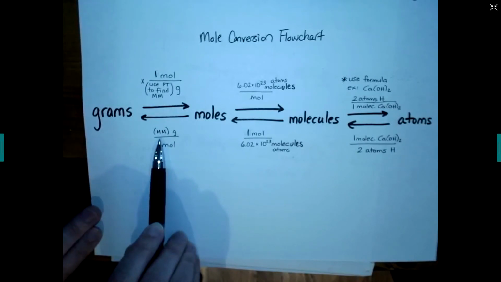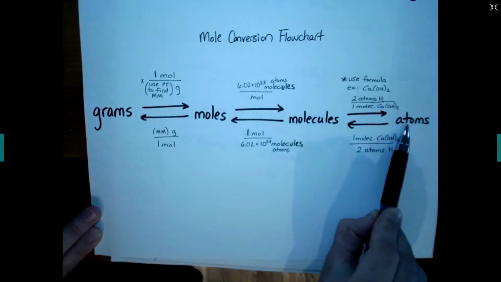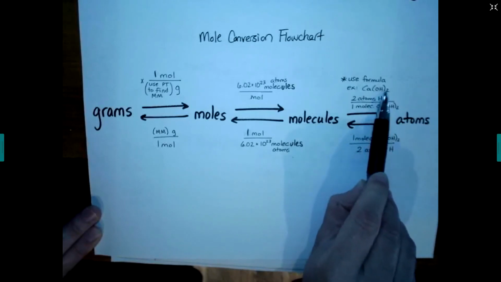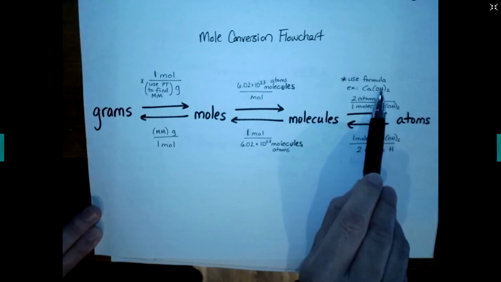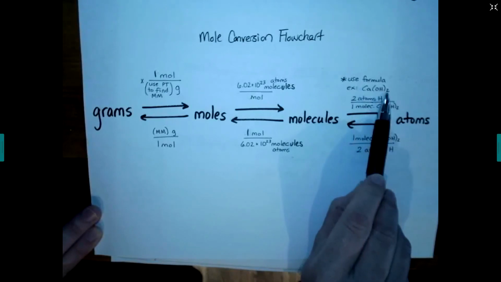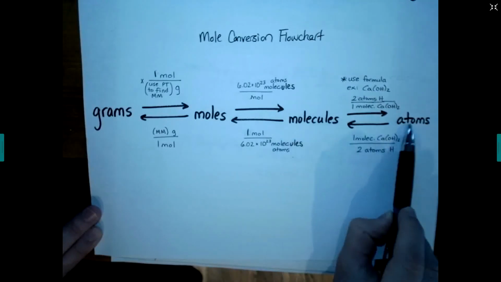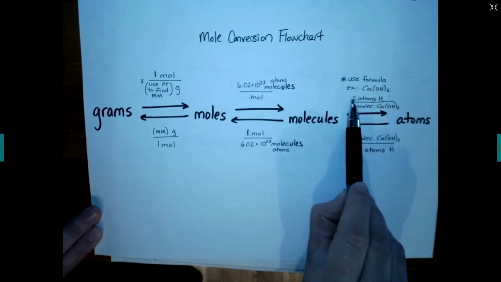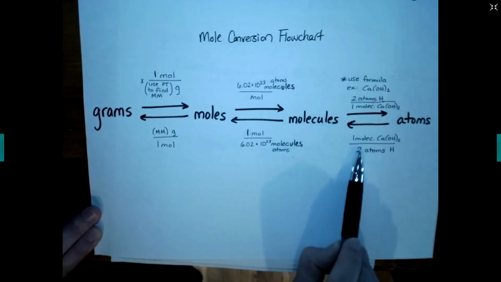And for that last problem we did together, if ever you're asked to go from molecules to atoms, they're usually asking you how many atoms of a certain element is within a molecule, like how many atoms of hydrogen are in calcium hydroxide. So the answer would be 2. So if you're going from molecules to atoms, you'd be multiplying by 2 for this example. And if you're going from atoms to molecules, you'd be dividing by 2.